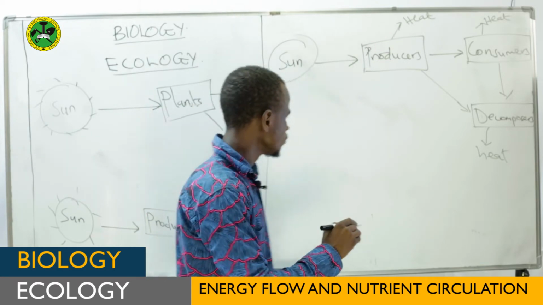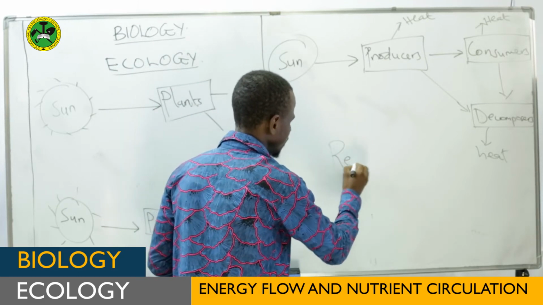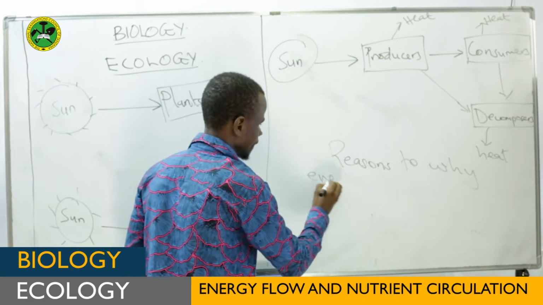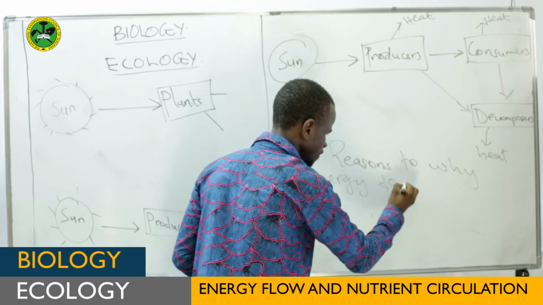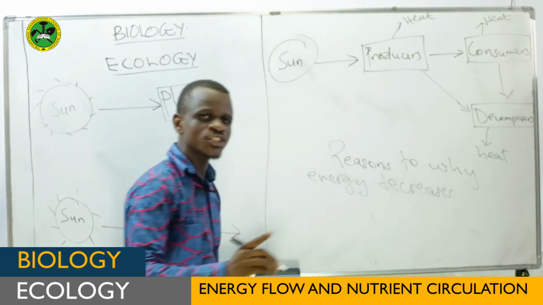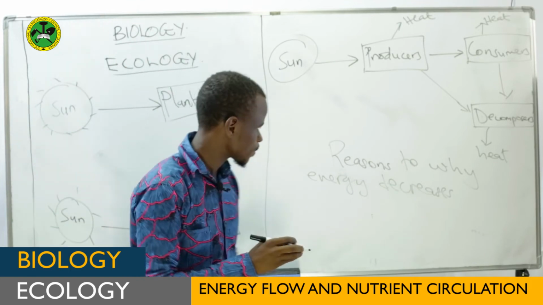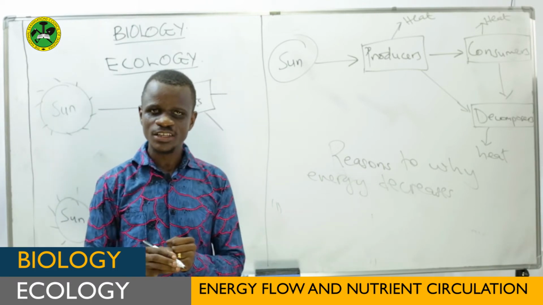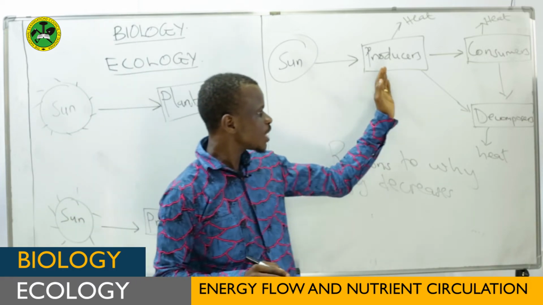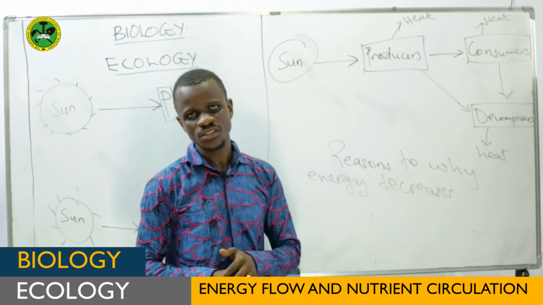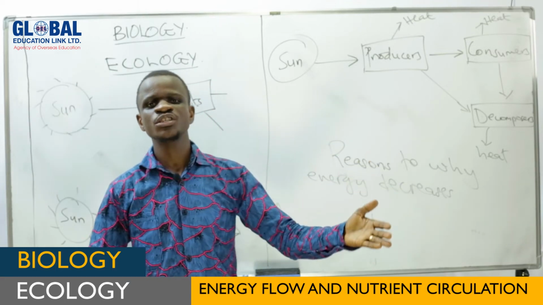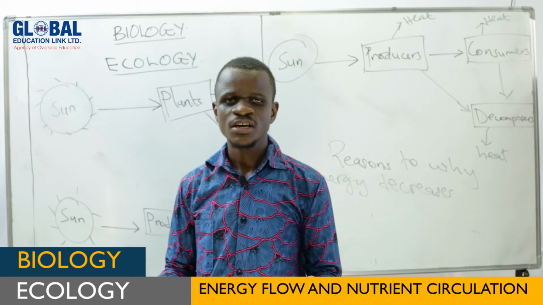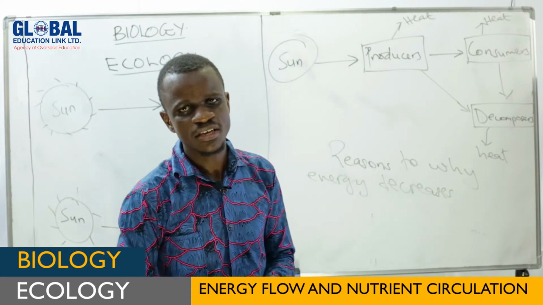My student, let's say reasons to why energy decreases from one trophic level to another trophic level. My student, energy decreases from one trophic level to another trophic level. For example, from the trophic level of producers to the trophic level of consumers. Producers have to carry out different physiological processes. Producers have some parts which cannot be consumed by the consumers.